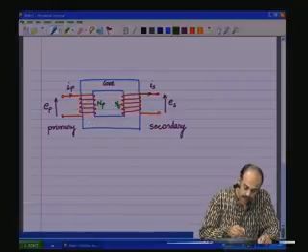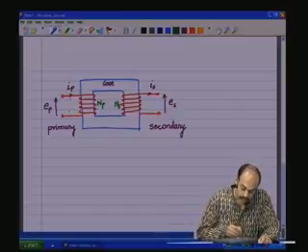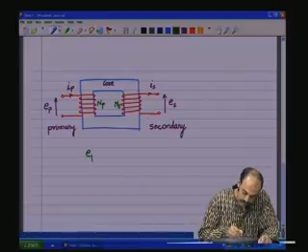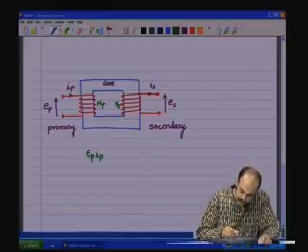Now, the power at the primary is Ep Ip. The power at the secondary port is Es Is.